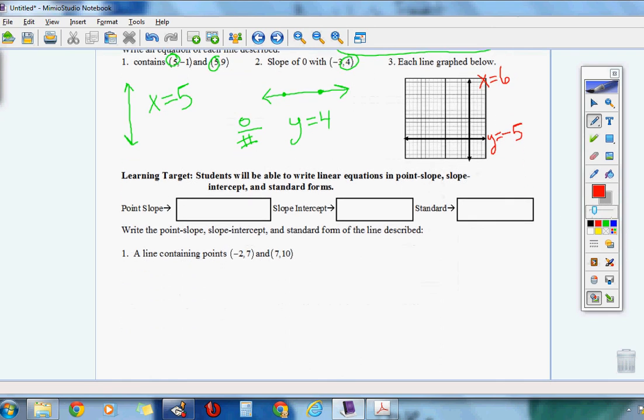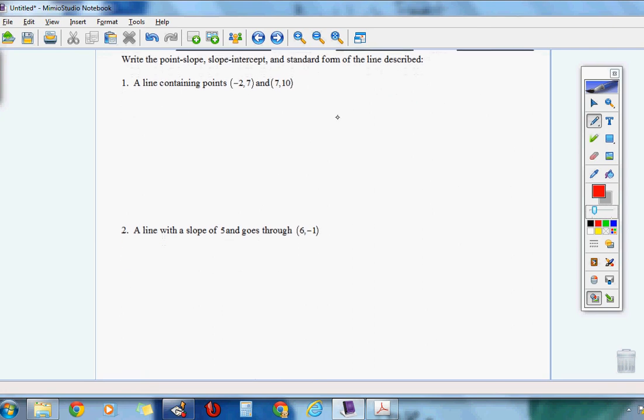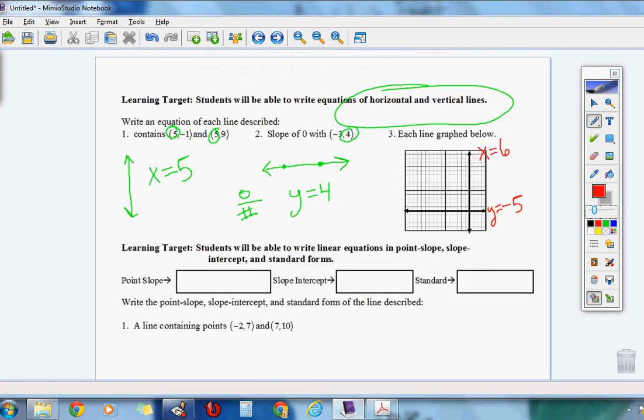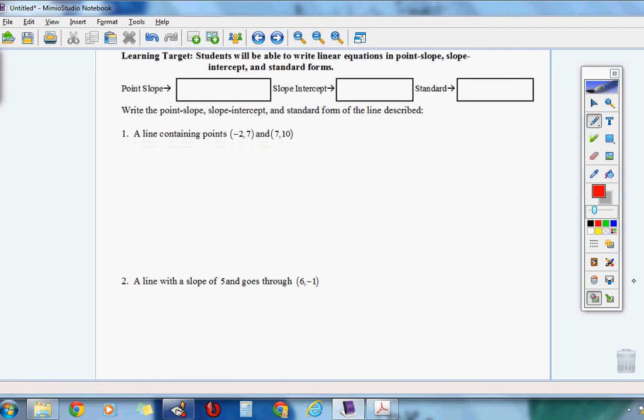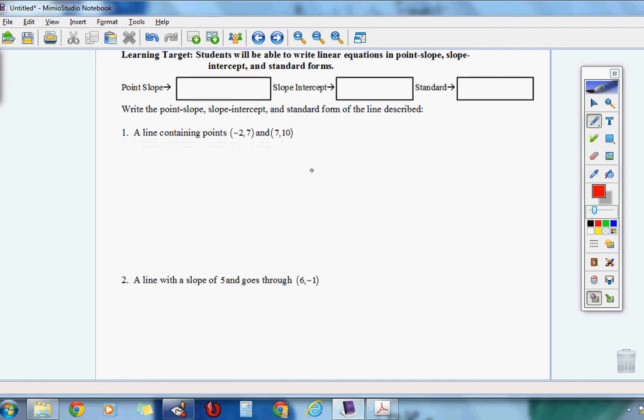All right, the rest of this one here is actually writing some equations in point slope, slope intercept, and standard form. And it's going to take me a while, so I'm going to put that on a separate video.